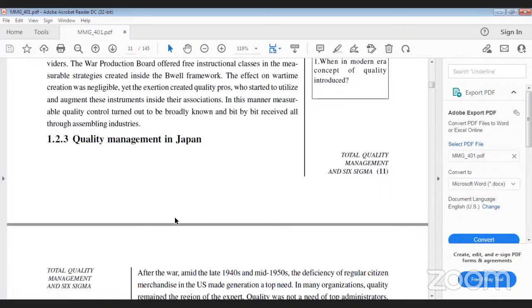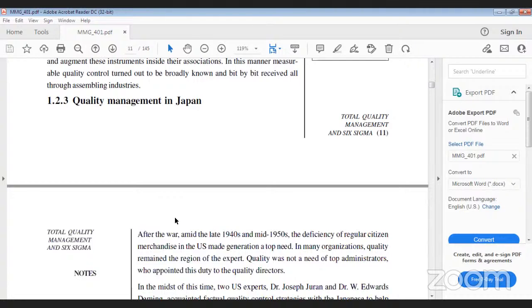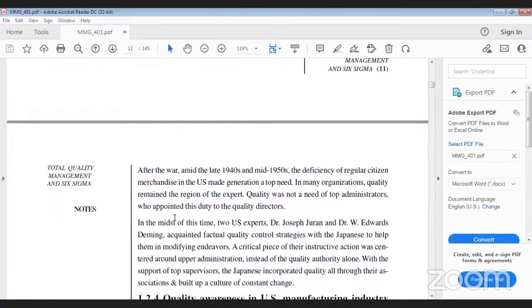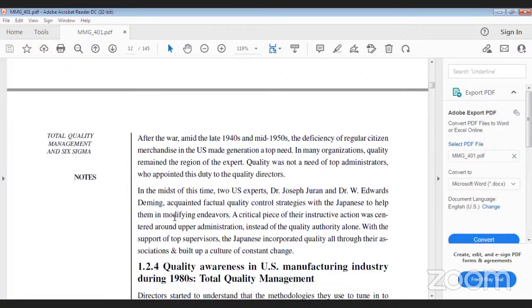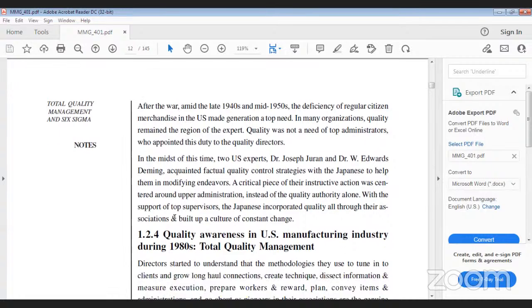You will find the quality awareness in the US manufacturing industry there. Directors started to understand that they must turn their attention to customers and grow long-term relationships there. Create strategies, analyze data, measure performance, train workers and reward them in plans also there.